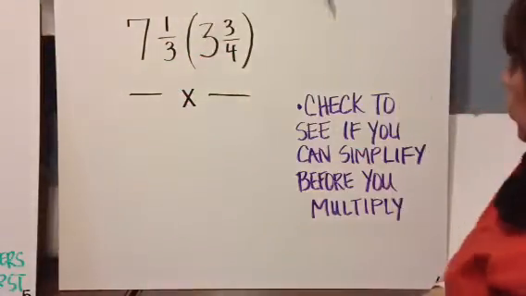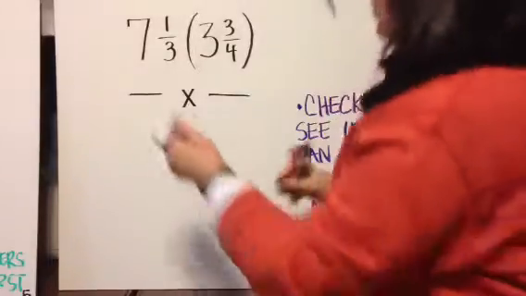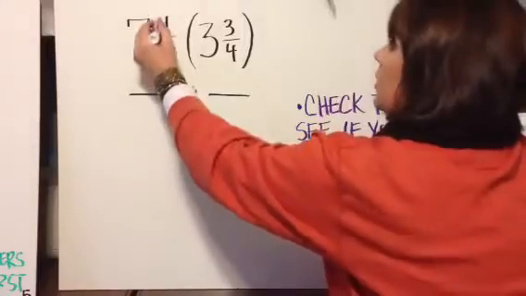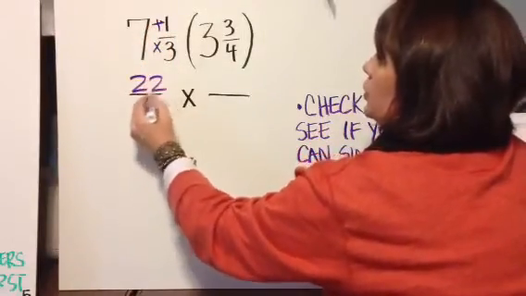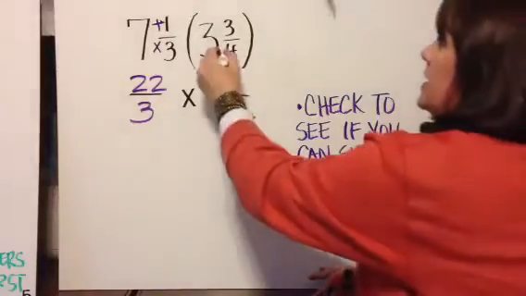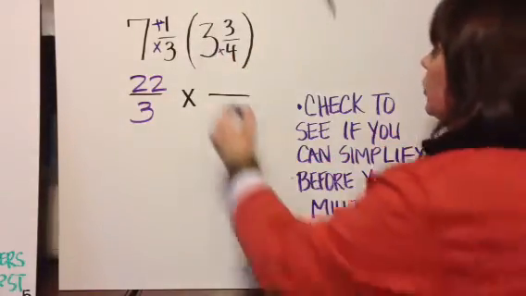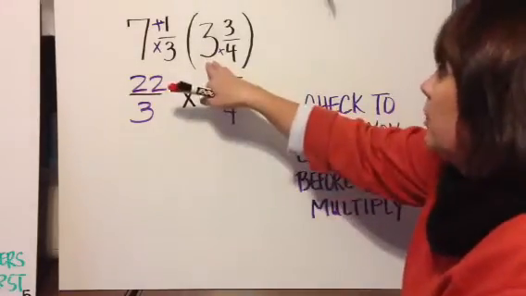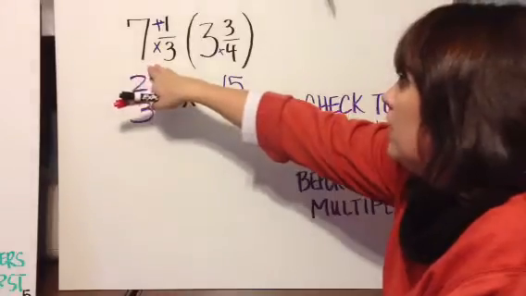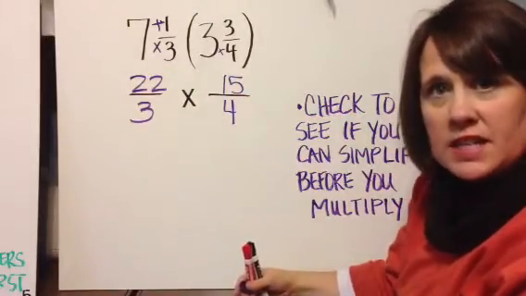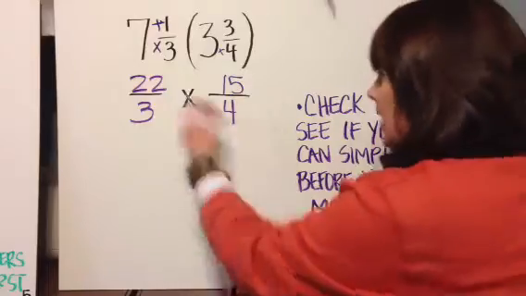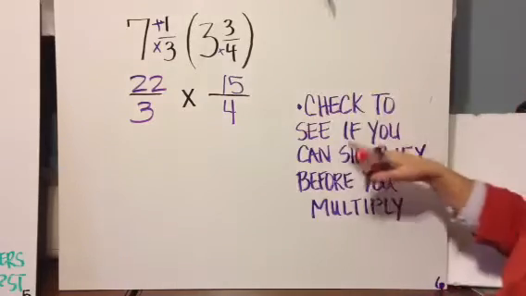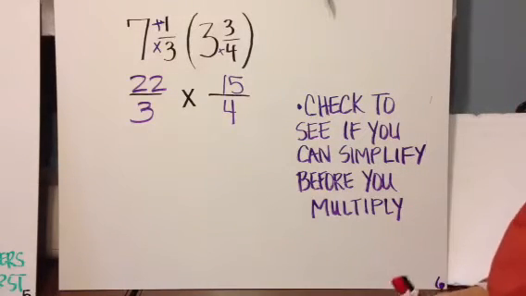And again, let's look at one more. 7 1/3, 7 times 3 is 21, plus 1 is 22, so I have 22/3. 3 times 4 is 12, plus 3 is 15/4. Notice that I have parentheses around this mixed number, but not around this one. That is also another sign to indicate that we multiply. Again, I don't want to do 22 times 15 if I don't have to. So check to see if you can simplify before you multiply.